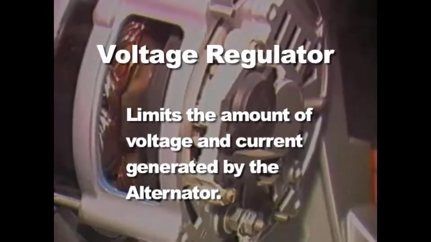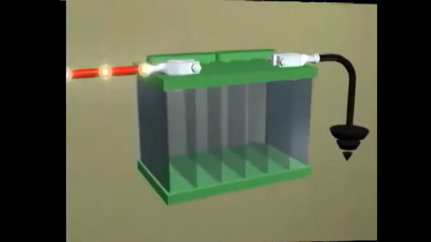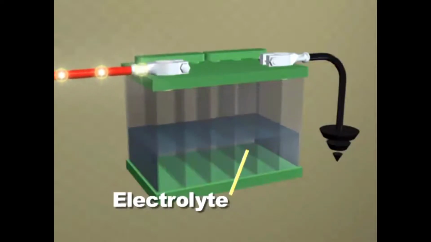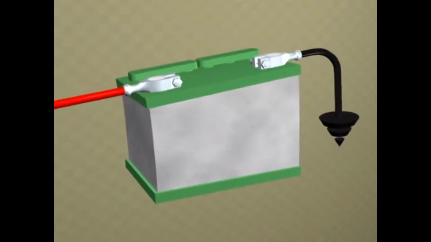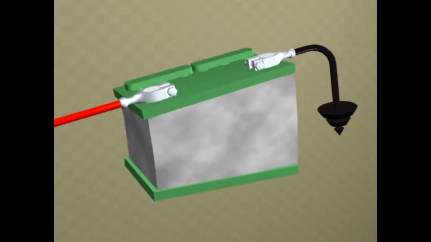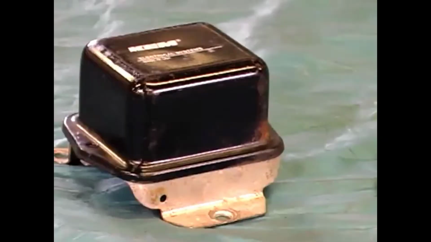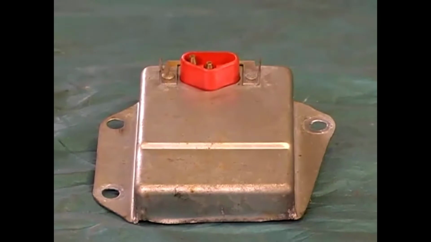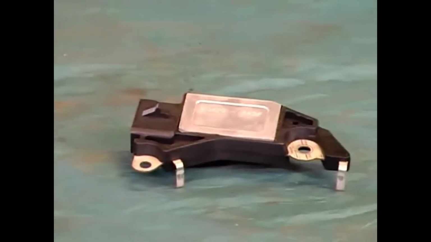As its name implies, a voltage regulator limits the amount of voltage and current generated by the alternator. Without regulation, an alternator could overcharge the battery, evaporating its electrolyte, or it could burn itself up from overheating. Three types of voltage regulators have been used over the years to control the output of the AC generator.